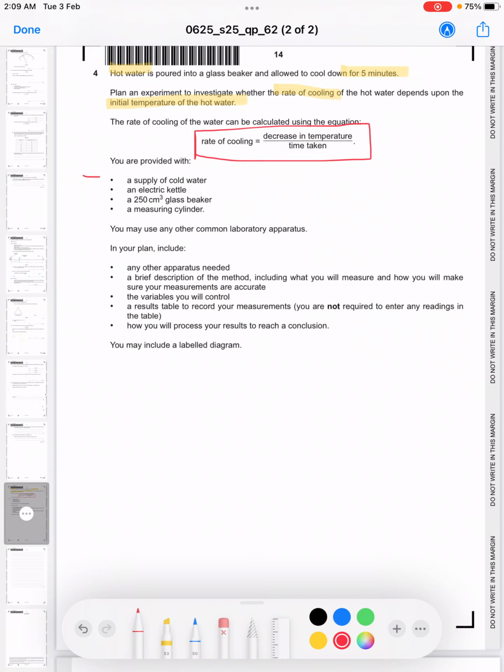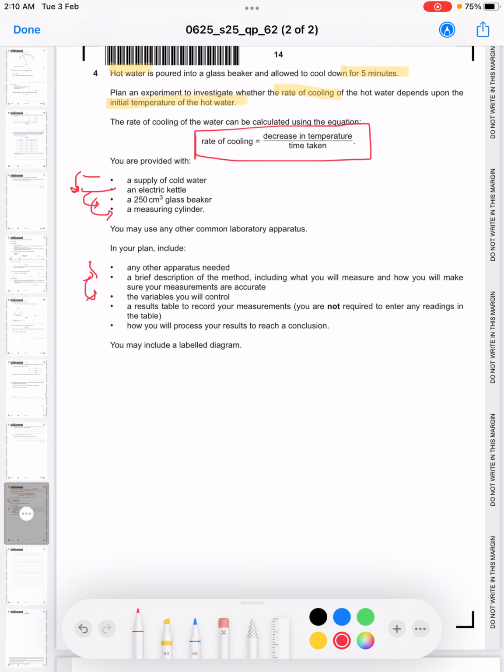So in the start we have cold water, then we have an electric kettle. It means we need to heat this water in the electric kettle, and the 250 centimeter cube glass beaker. Okay, we have the measuring beaker, and then we have the measuring cylinder. You can use any other laboratory apparatus. And we need to explain our experiment, and it must contain these steps. The first one is the apparatus that is needed, then we have the brief description, then we have the variables we can control, and all of the others I will explain step by step.